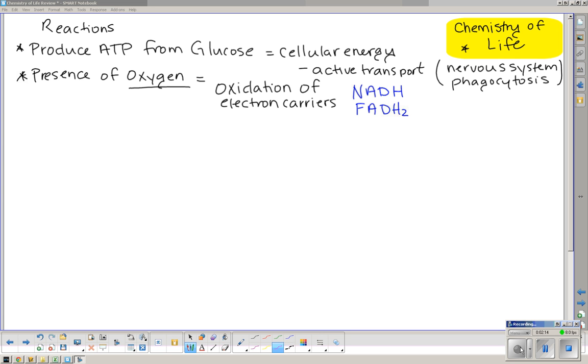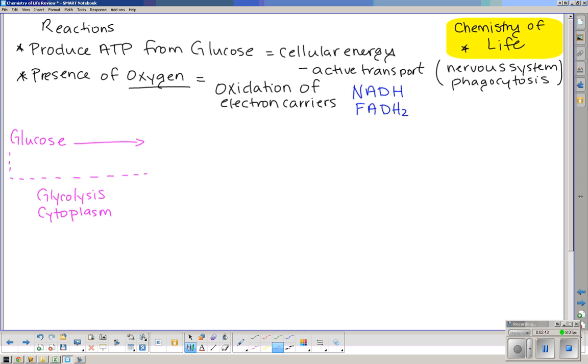The overall reaction for cellular respiration has three parts. If we start on the far left with glucose, the first part of the reaction is going to break glucose apart. This section is called glycolysis, the splitting of glucose. This reaction happens in the cytoplasm of the cell. So we're not in any organelle yet, and it's not necessary to have any oxygen. So this reaction is anaerobic, no oxygen necessary.